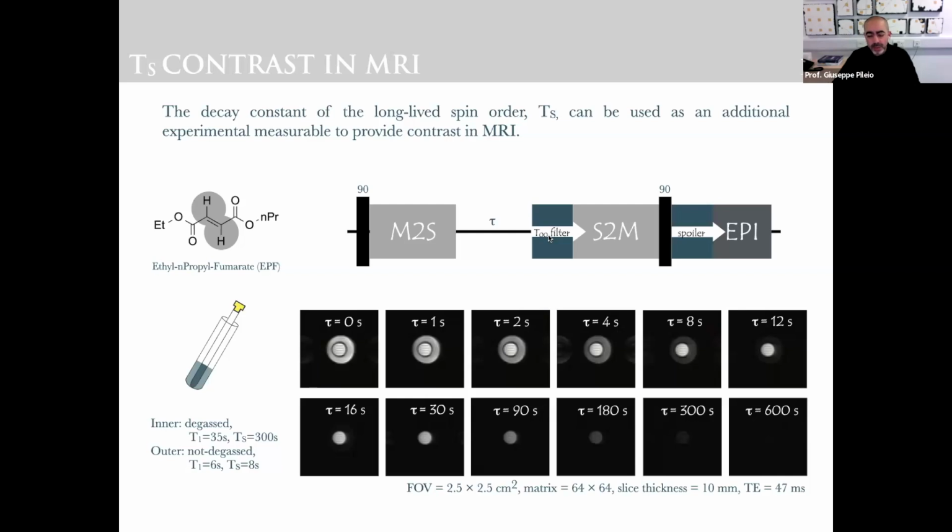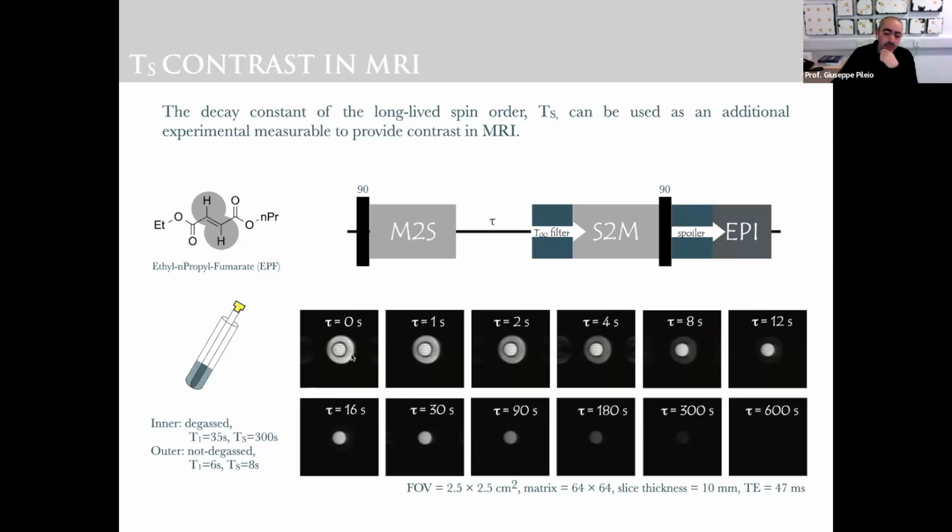Now, the T00 filter, you will see it from now on in every sequence. That is basically a combination of pulses and gradients, which destroy everything that is not a singlet. So if the M2S creates byproducts, these are destroyed before they actually compromise the whole experiment. And it's always present from now on.